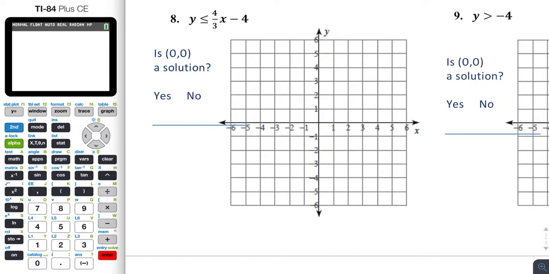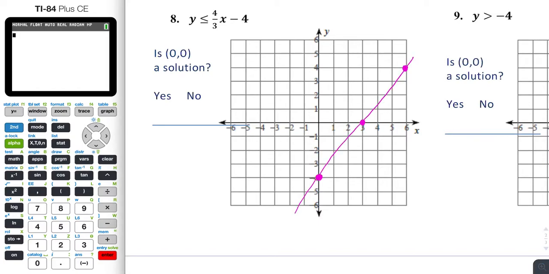Down to number 8. So number 8, we're going to start plotting our -4. Then our slope is 4 over 3. So rise 4 and to the right 3. Rise 4 and to the right 3. So it looks like this. Again, it does have that equal. It's less than or equal to.